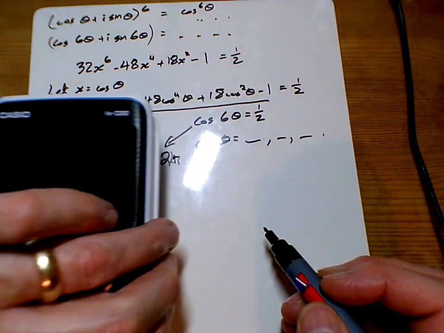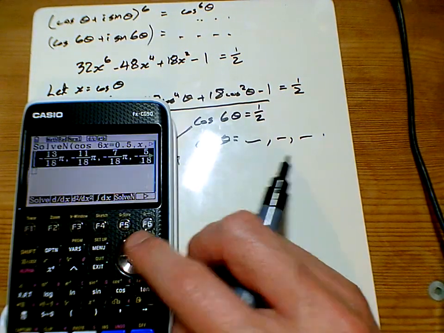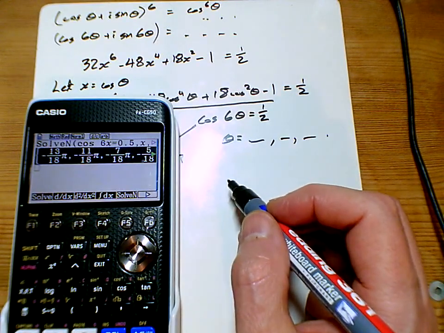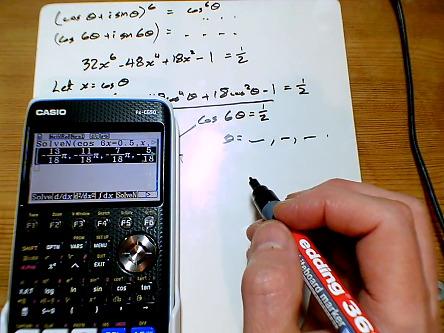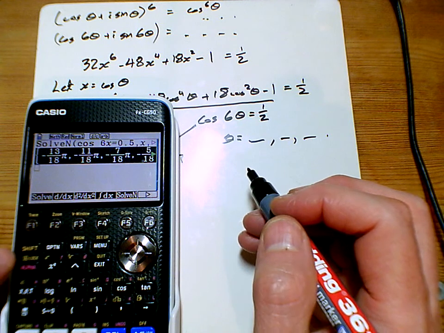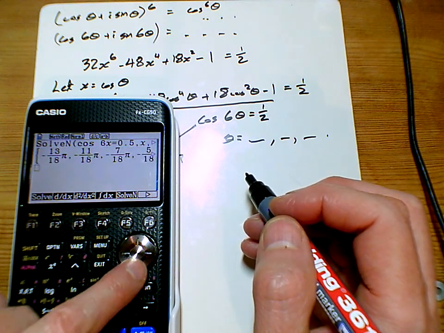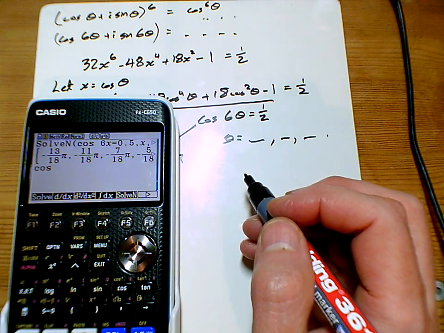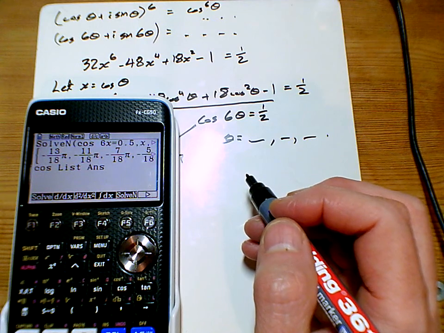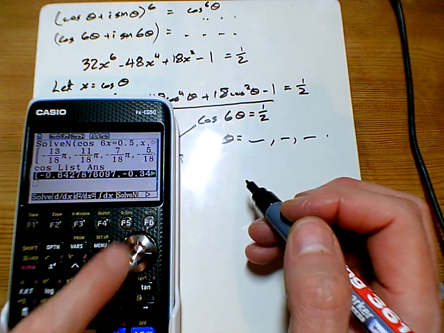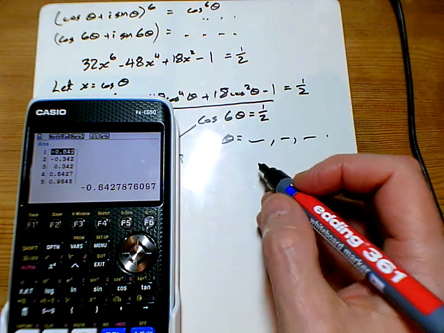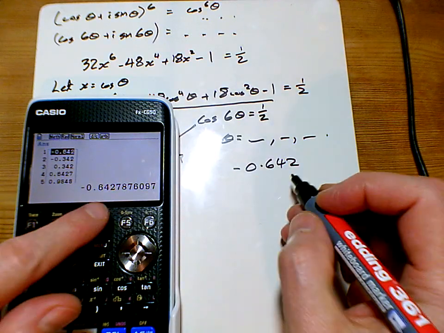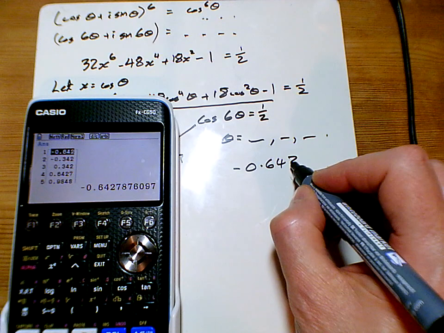But the fun thing about doing this on the calculator is, of course, this, remember, was our answers for cos theta. Now, x is equal to cos theta. And so if I now just do the cos of list answer, it gives me all of these different ones here. Let's have a look at them all. So the first one I've got here is minus 0.642, well, 0.643 actually, isn't it, rounding it there. So there's one answer.